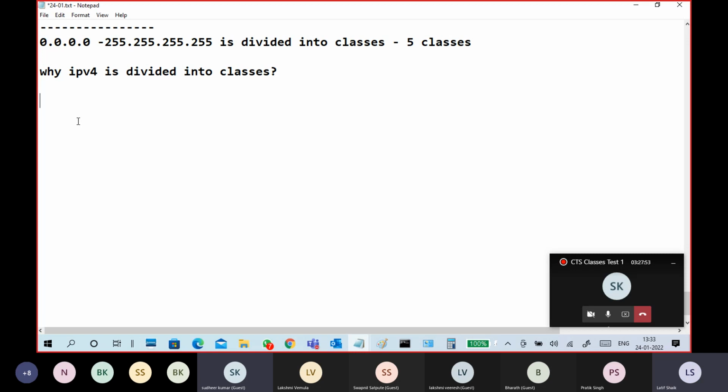So we assign IP addresses depending upon the number of IPs required by an organization or person. As well as classes, we also divide IP addresses into private and public IP addresses, not just ABCD classes. So why do we need private and public?